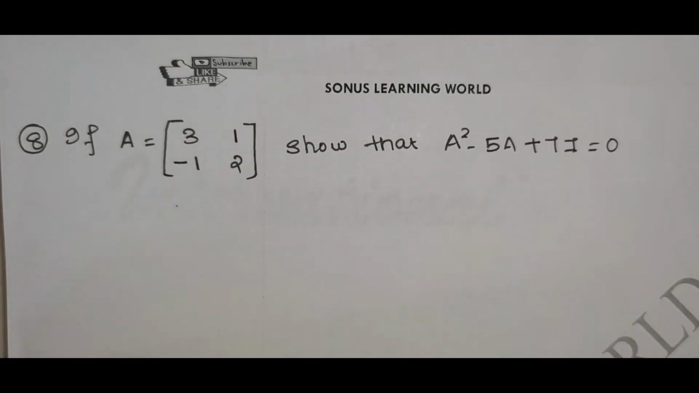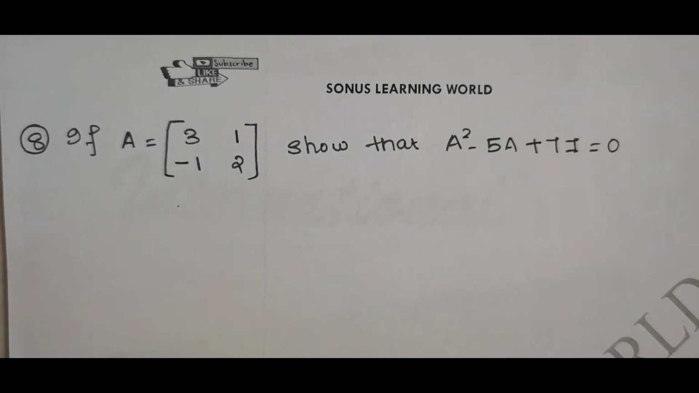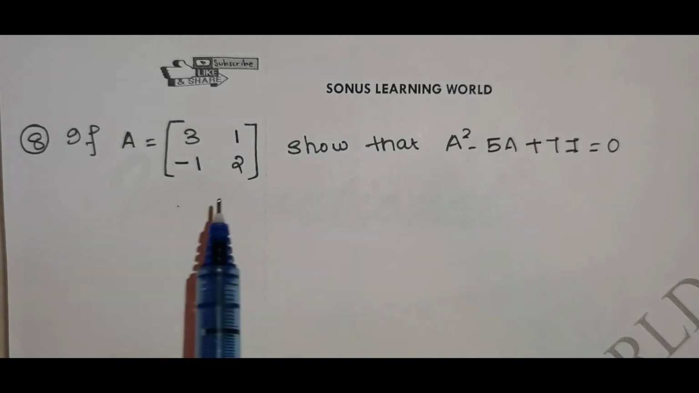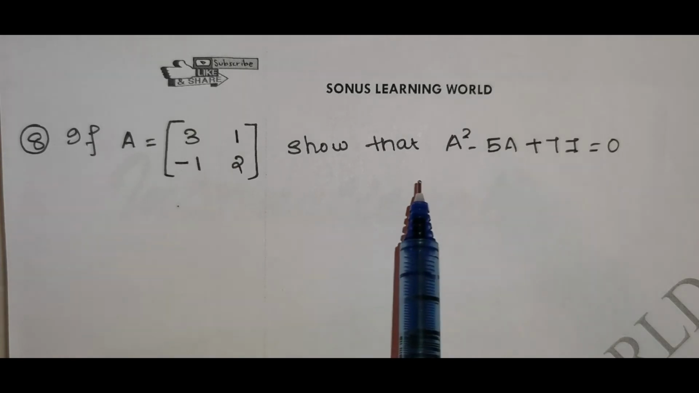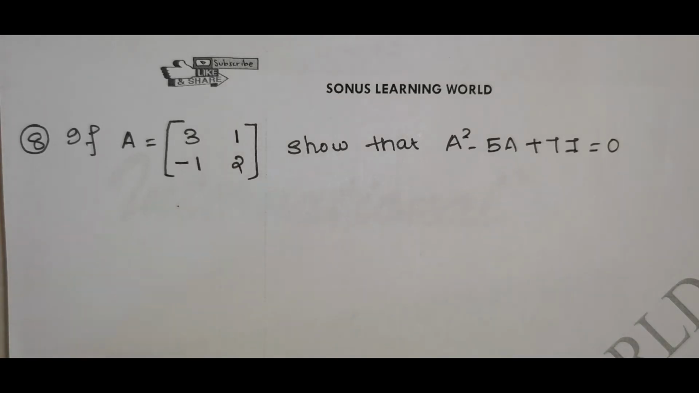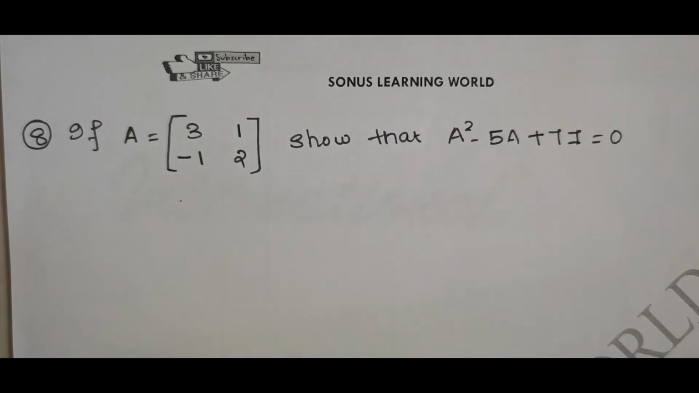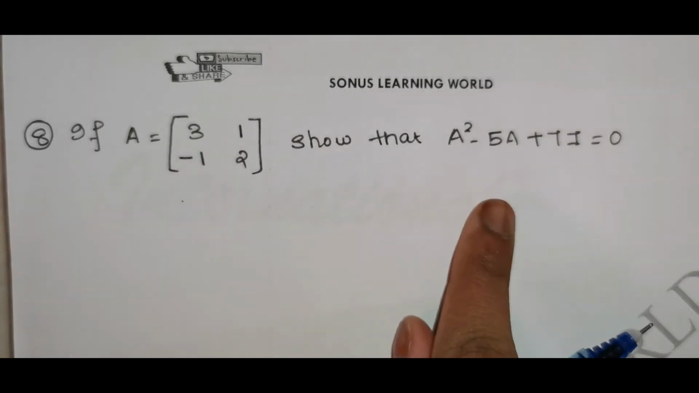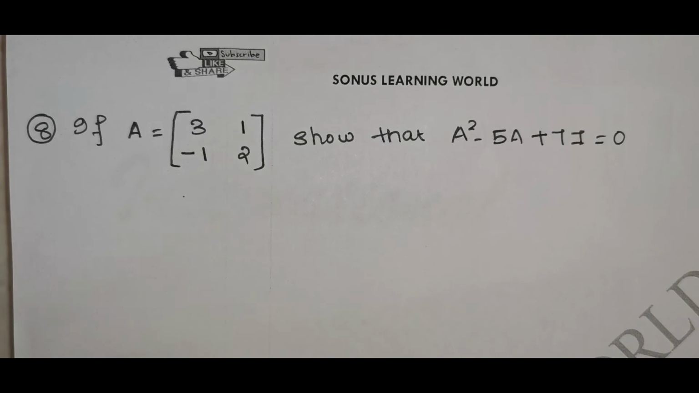Let's read the next question, students. 8th question. If A is equal to [3 1; minus 1 2], show that A square minus 5A plus 7I is equal to 0. Okay, so we have to show that A square minus 5A plus 7I is equal to 0. Students, first let us find what A square is.